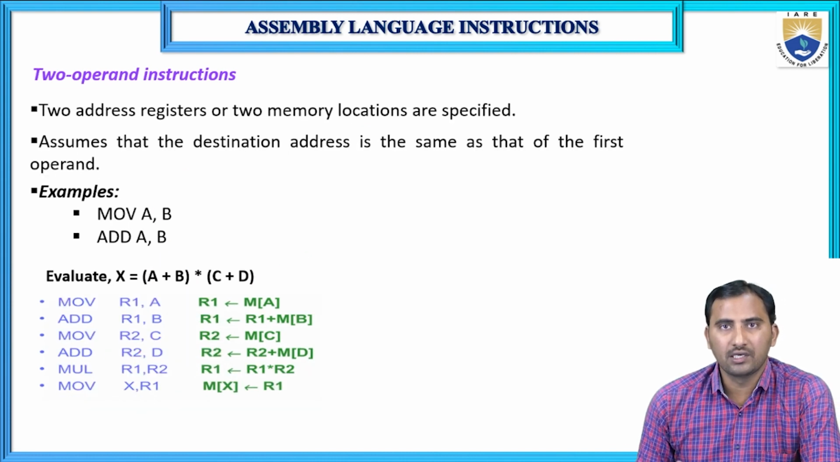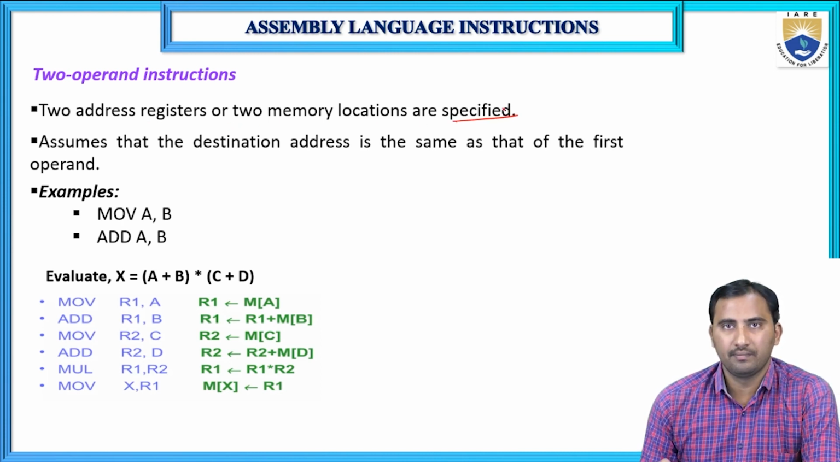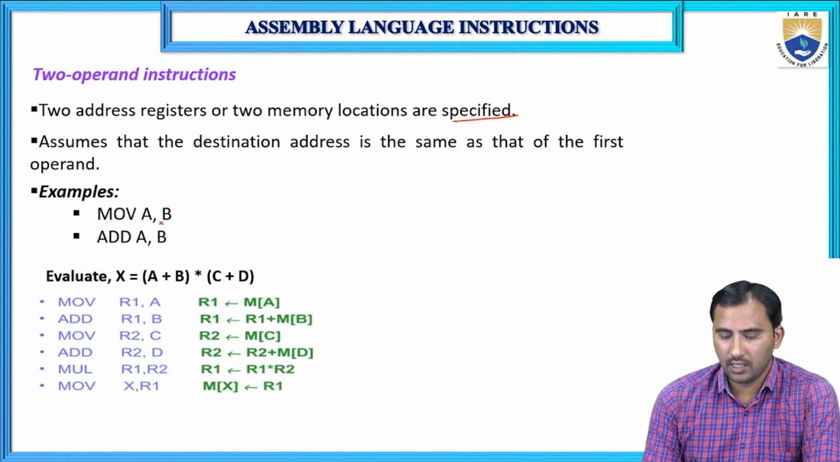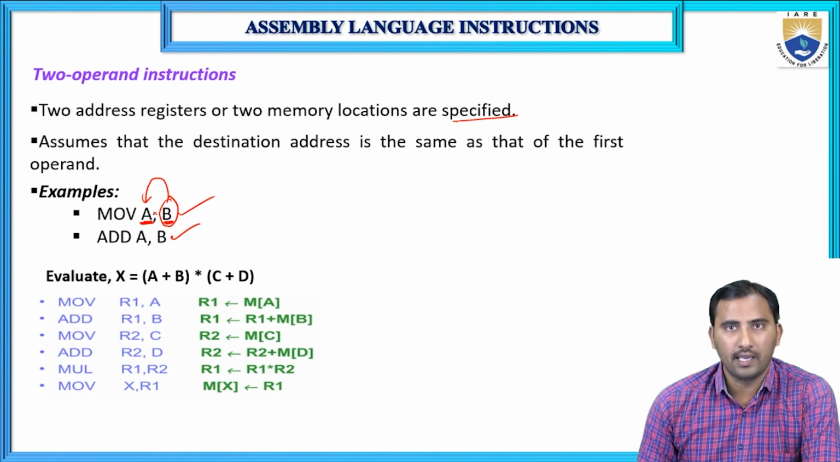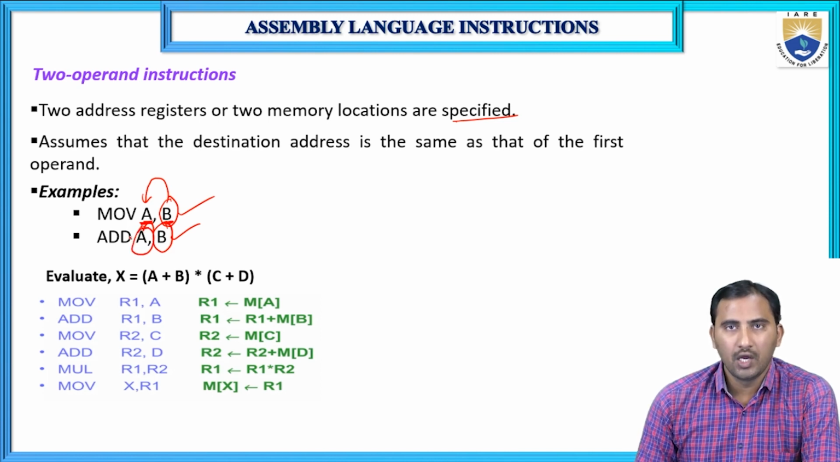And coming to the two operand instruction. Here two address registers or two memory locations are specified. So here it uses two operands. This is one operand and this is another operand. Examples are move A comma B and add A comma B. That means here the contents of the B register we are moving to the register A. Similarly, the contents of the B register we are adding with the contents of the A register. That means here two operands we are specifying.